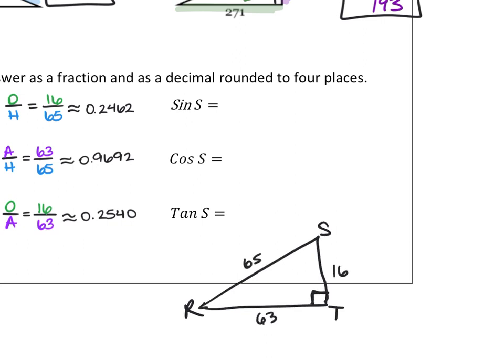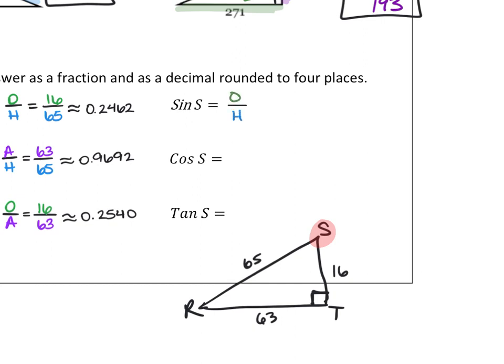The reason I'm having you redraw the triangle is because the three things listed here that are blank for you to find use a different reference angle. This time, instead of comparing everything to R, we're going to compare it to S. So it's going to change some of our definitions. Sine of S would be the opposite over the hypotenuse compared to S, not compared to R.